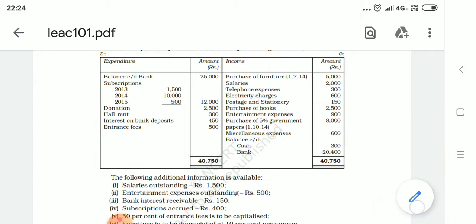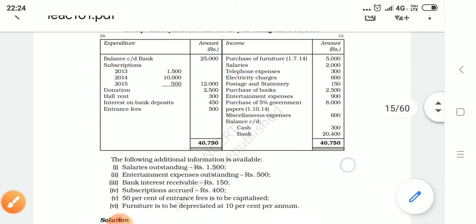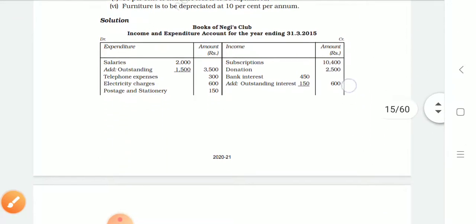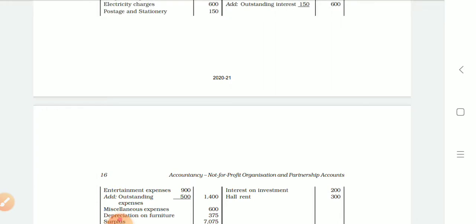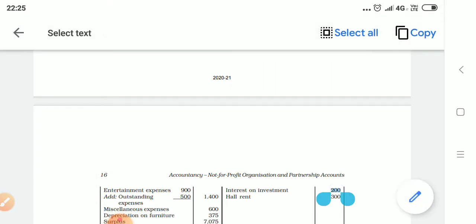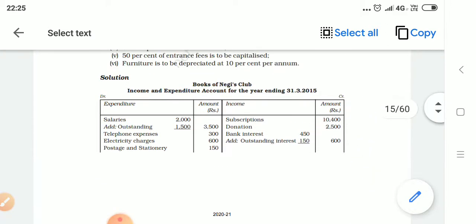This interest is an income. It will appear in the income side. See, you have interest on investment. It is this interest. Okay. And since this interest is not appearing in the receipt side, it means we have to receive this interest. We have not yet received. So it is an income accrued. It will appear in the balance sheet asset side also.